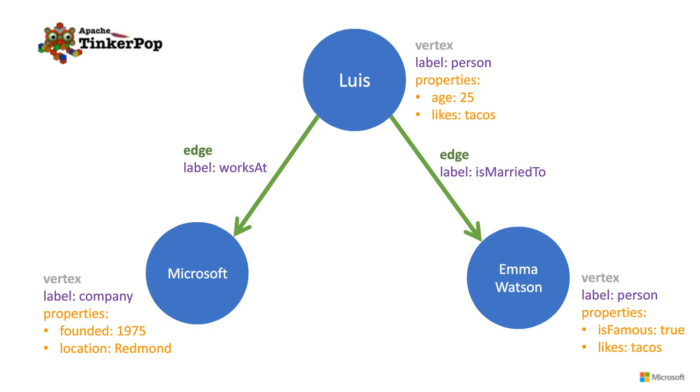Or you can use this to represent, I guess, human relationships. For example, there's an edge to the right that says is married to, and just for example, I don't know, Emma Watson, which is a vertex of type person. Properties include is famous, true, and likes tacos as well. So this represents a very basic graph structure and a very basic explanation of all the types of objects you can model with the graph database.